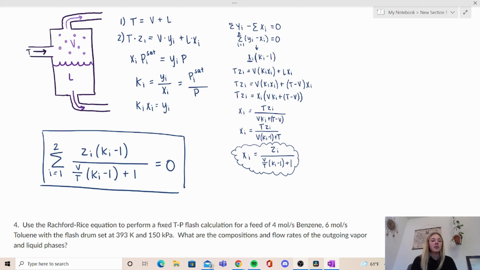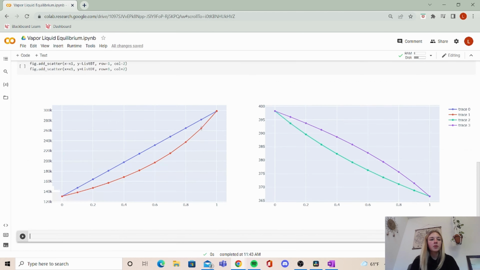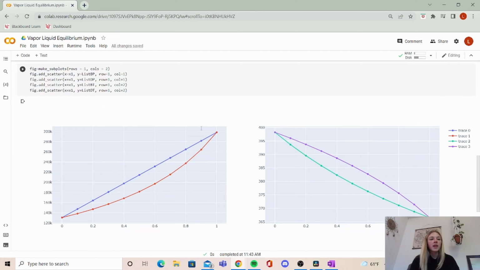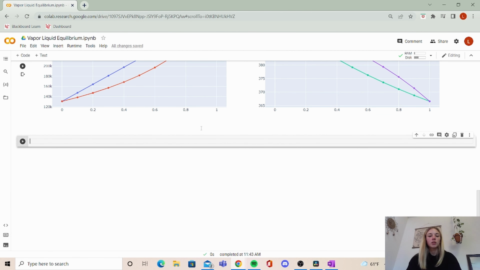We are also given temperature and pressure, and we want to determine the flow rate of liquid and vapor going out of our tank and the composition of both liquid and vapor phases. Alright, so I'm going to code this out in our same notebook that we had for the last one, and let's begin. So first we want to set the temperature and the pressure.